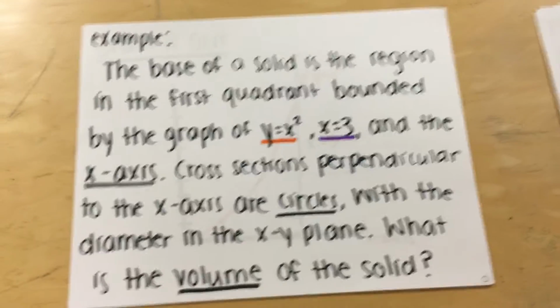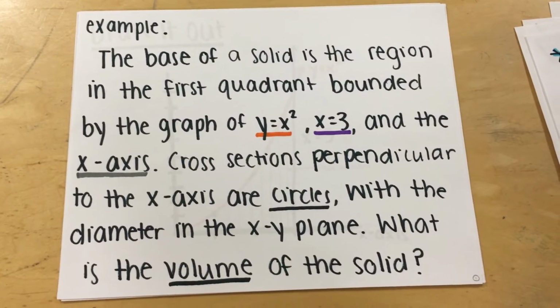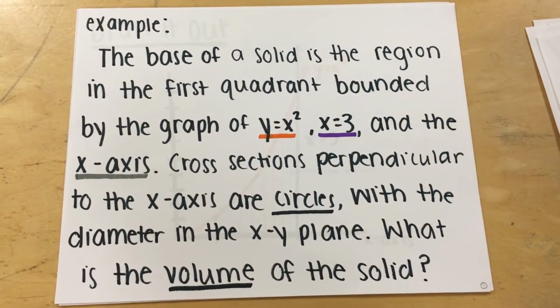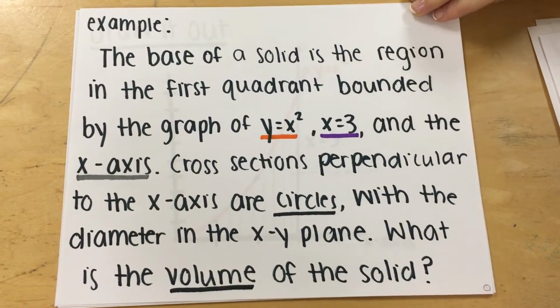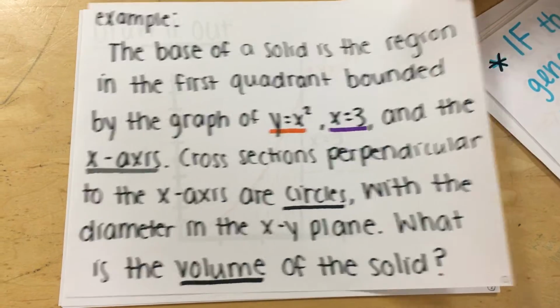Alright, so our example problem. The base of a solid is the region in the first quadrant bounded by the graph of y equals x squared, x equals 3, and the x-axis. Cross-sections perpendicular to the x-axis are circles with the diameter in the xy plane. So they're asking what is the volume of the solid.